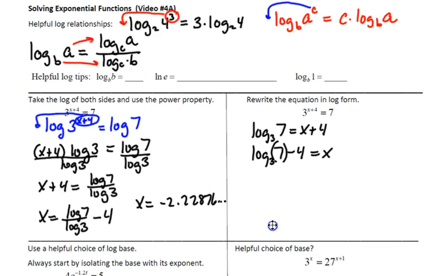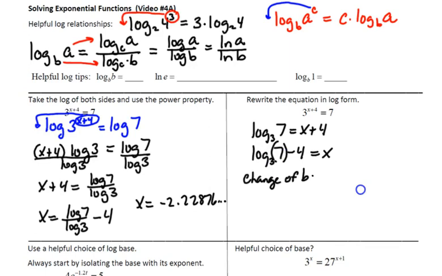Now what's the point of that? Well, a lot of calculators only give you log base 10 or natural log. So in order to calculate something like log base 3 of 7, I would have to make a change of base and write it like this. Log of 7 divided by log of 3 minus 4 equals x. Notice that's exactly what I ended up with over on the other side. Those are the same thing.